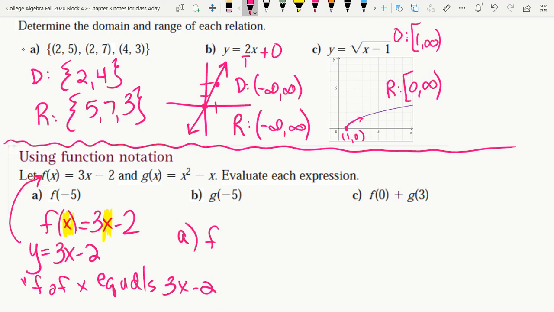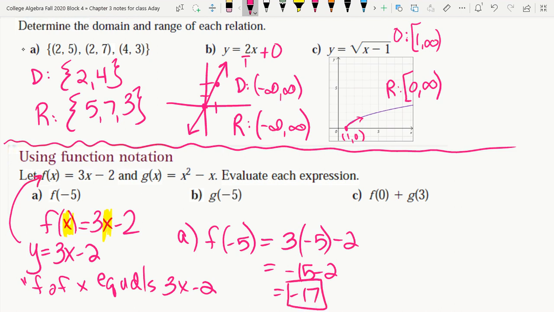Question A. Find f of negative 5. So that just means put in negative 5 for the x. So 3 times negative 5 minus 2. You get negative 15 minus 2, negative 17. So f of negative 5 is negative 17, which means also when x equals negative 5, y equals negative 17. That's what you have found.